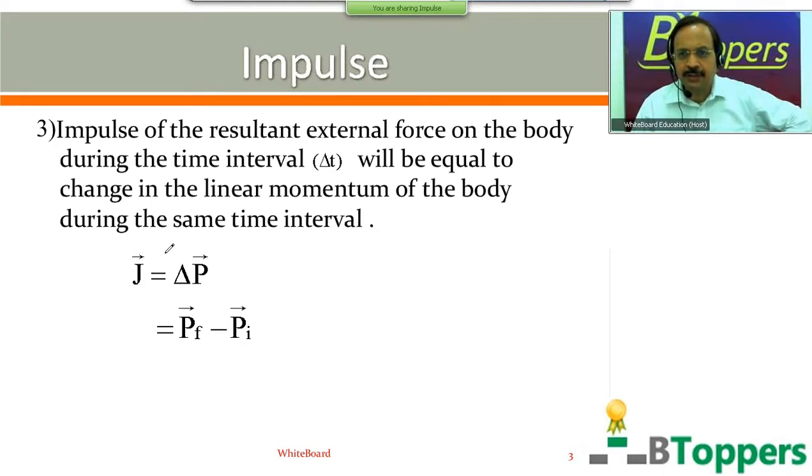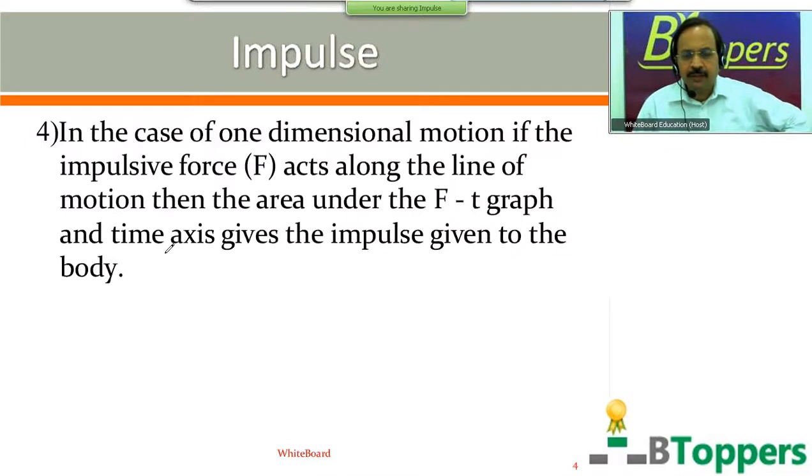In case you need more time to write the notes, you can take a pause and copy down the notes. Next point I would like to show: in case of one-dimensional motion, if the impulsive force F, I mean the magnitude of force here, acts along the line of motion, the area under the F-t graph and the time axis gives the impulse given to the body. Come on, copy down this point also.